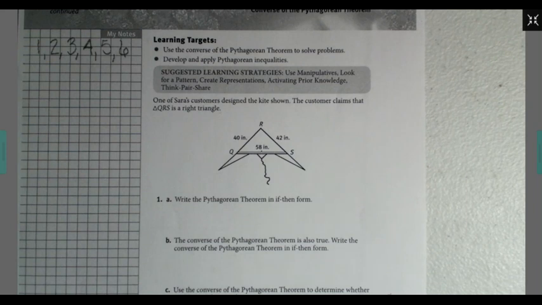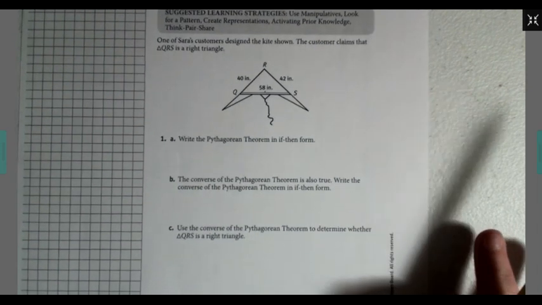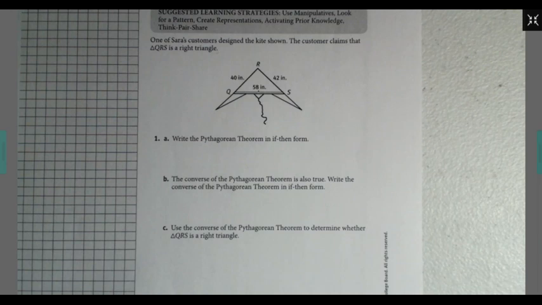One of Sarah's customers designed the kite shown. The customer claims that triangle QRS is a right triangle. Write the Pythagorean theorem in if-then form. The converse of the Pythagorean theorem is also true. Write the converse of the Pythagorean theorem in if-then form, and use the converse of the Pythagorean theorem to determine whether triangle QRS is a right triangle.